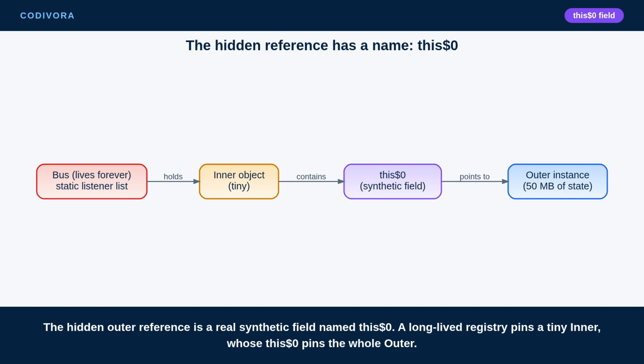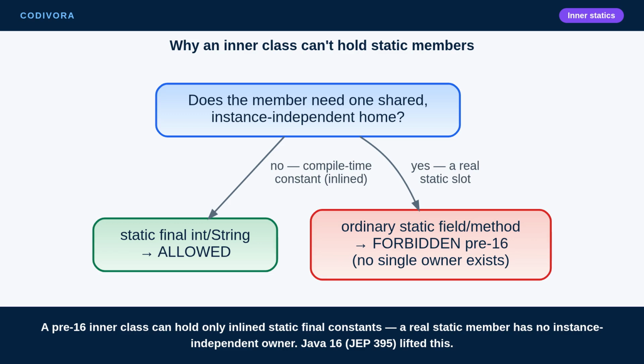A long-lived registry, like an event bus, holds a tiny inner object. The inner holds this$0, and this$0 points at the whole 50 megabyte outer. So even after you drop the outer, that unbroken chain keeps it reachable, and the garbage collector can never free it. And when a name clashes, you reach the outer explicitly with Outer.this, which is just reading through this$0 spelled out. Here's a classic gotcha.